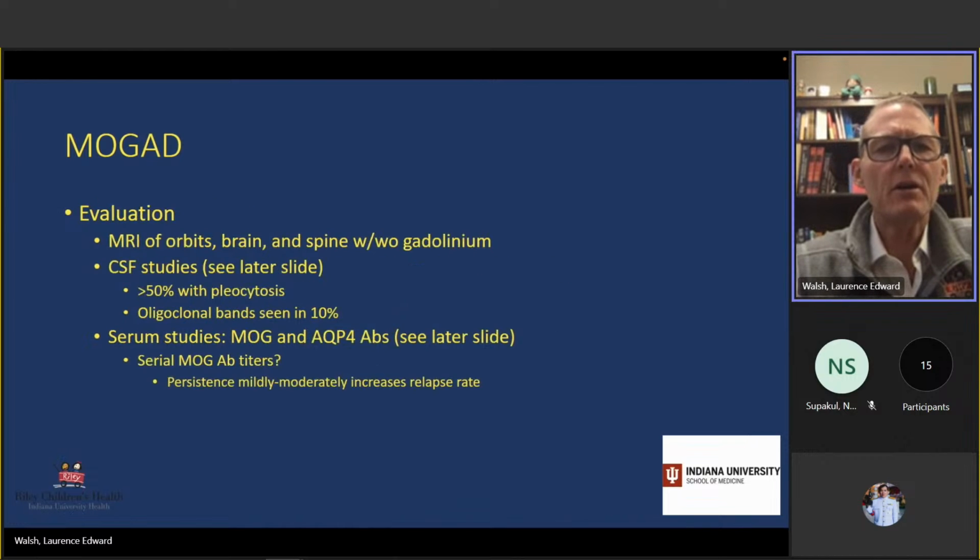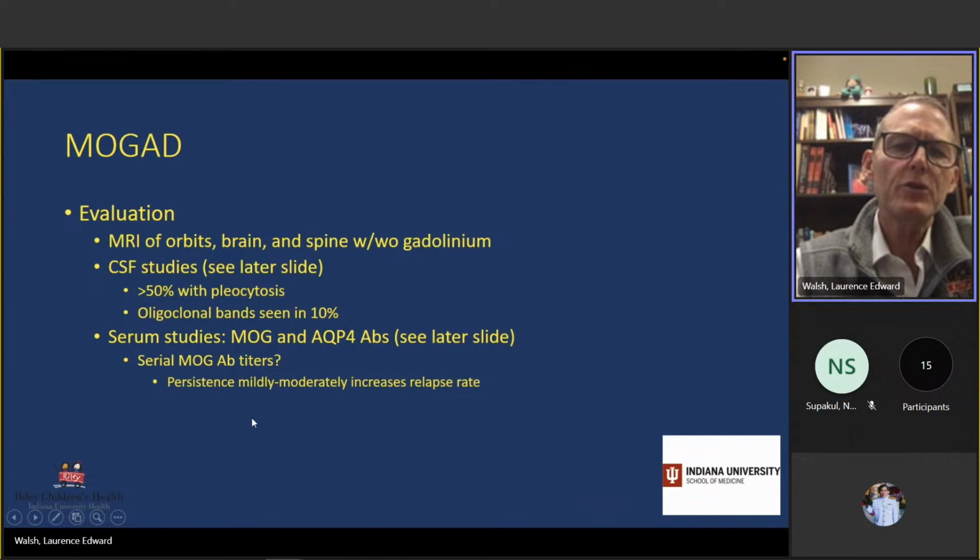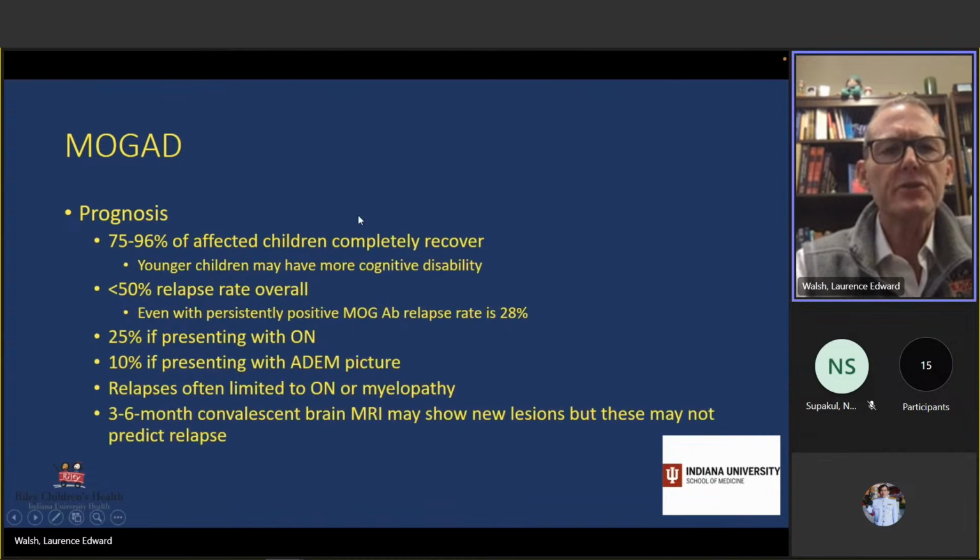Evaluation includes MRI and CSF studies. About half will have some degree of pleocytosis. You can see oligoclonal bands, so that can lead you to some thought, but it could still be MOG antibody disease. And then serum studies: there's a thought that you should do serial titers, because there's evidence that persistence of titers predicts recurrence more than if it's just a one-and-done sort of thing, which makes a difference for treatment.